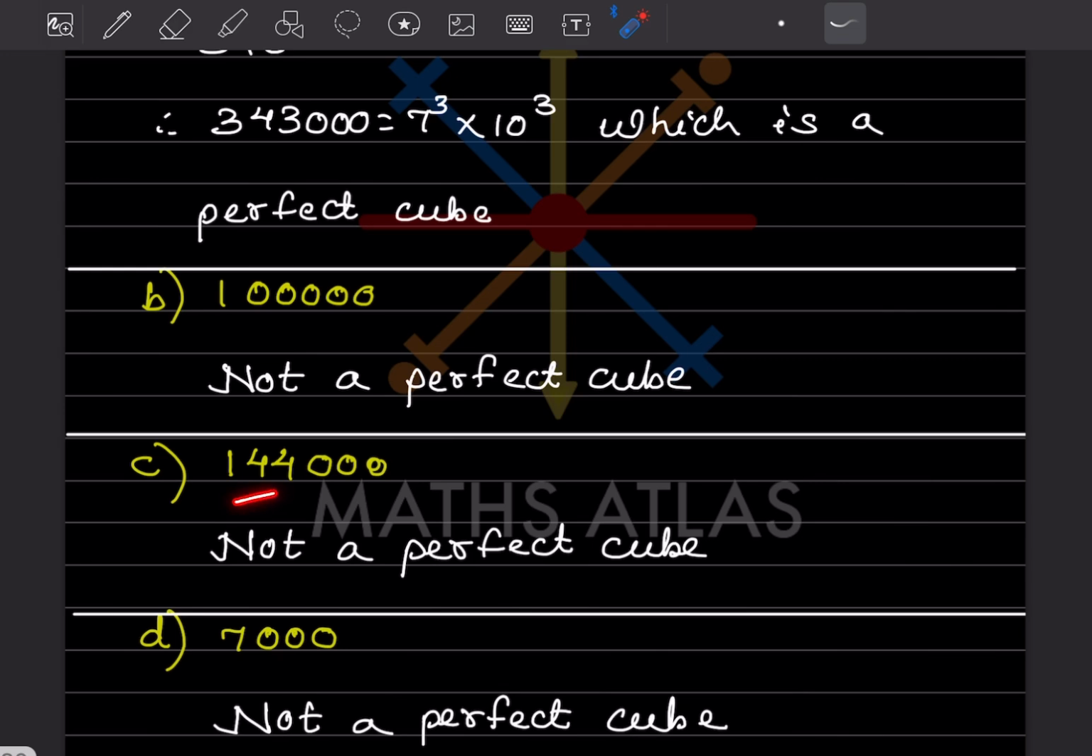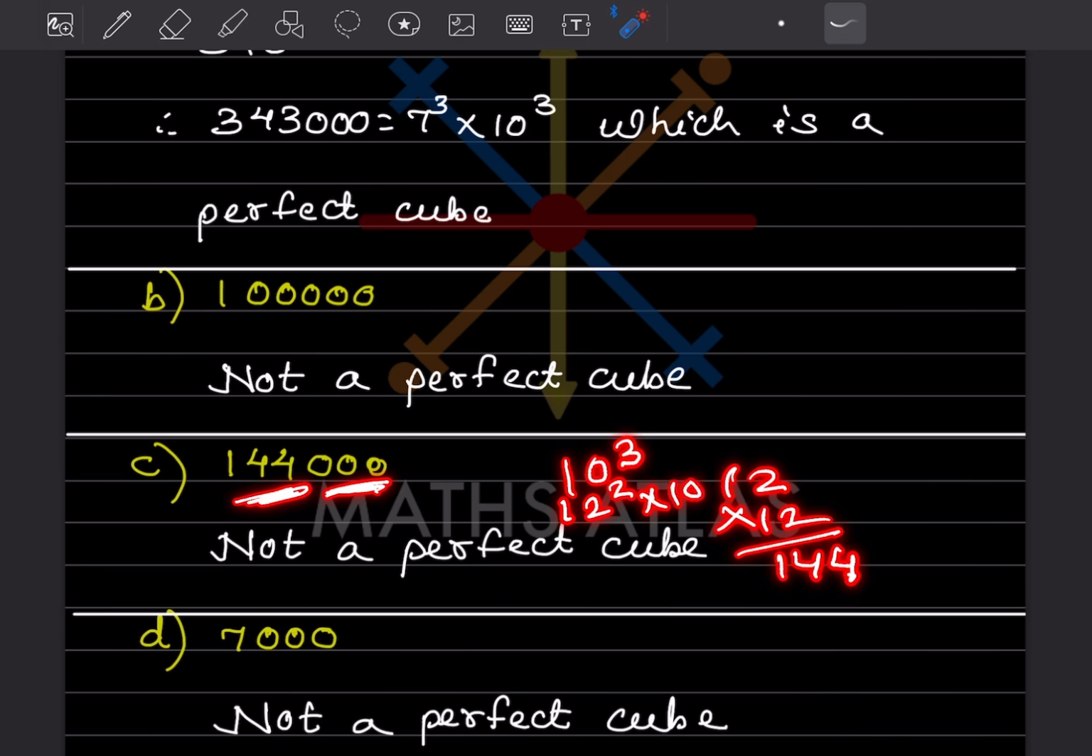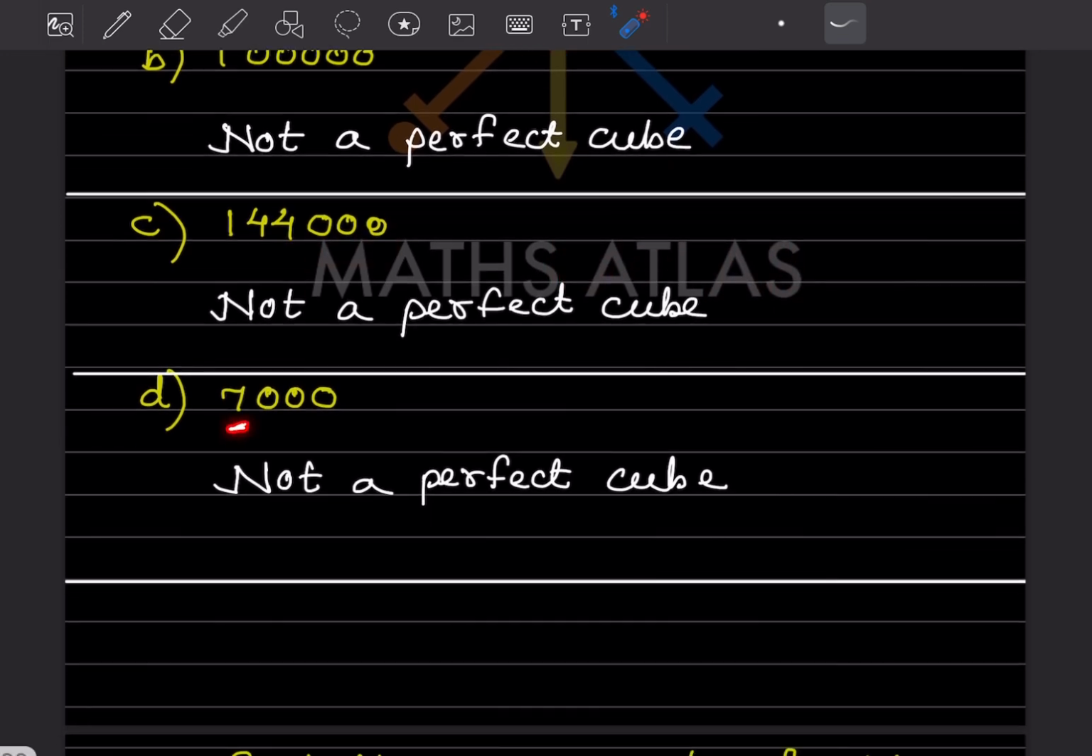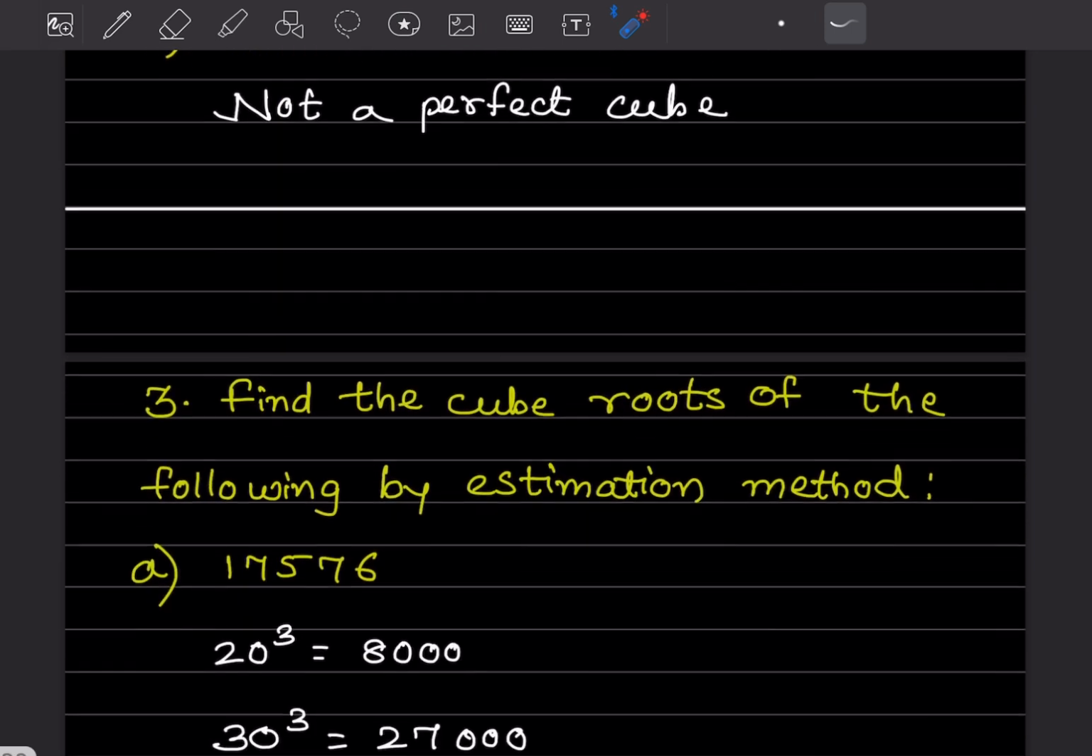Again here, if we take 144, this is not a cube but it is a square, because it is 12 into 12. That is a square and not a cube. Then the 0, 0, 0 will be 10 cube. But now this is going to be 12 square into 10 cube, so this is not a perfect cube. Again here, this 7 and then 3 zeros means 7 into 10 cube. So this is not a perfect cube.